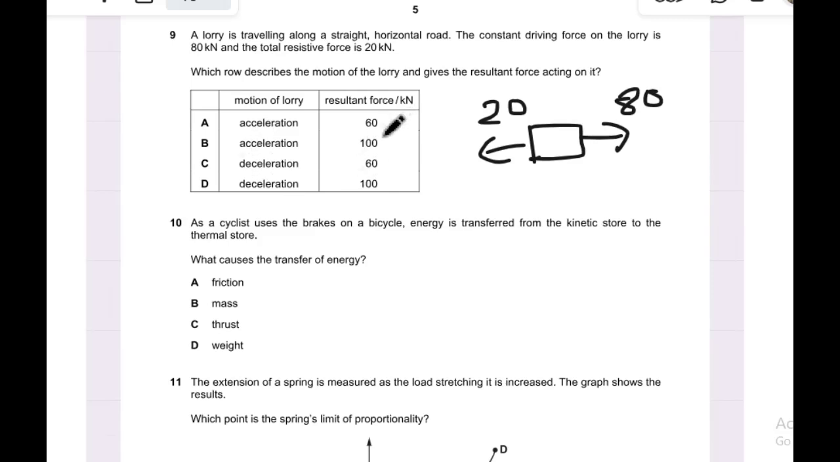Therefore, the resultant force is 60 kilonewton and the motion of the lorry will be acceleration since it is moving in the forward direction. So option A is correct.